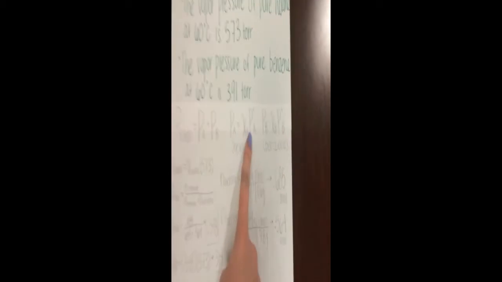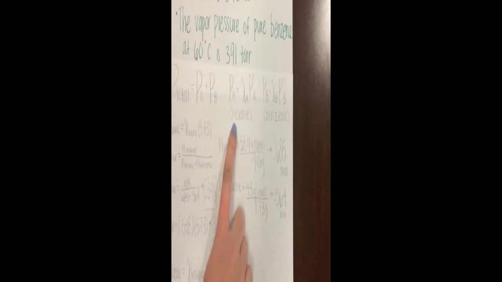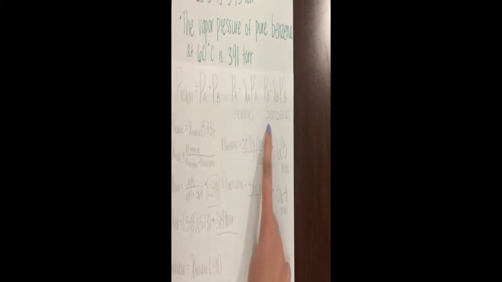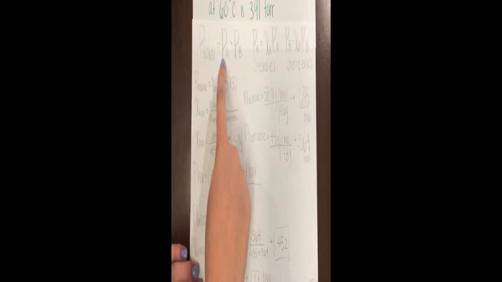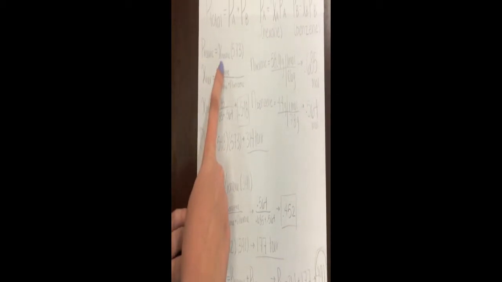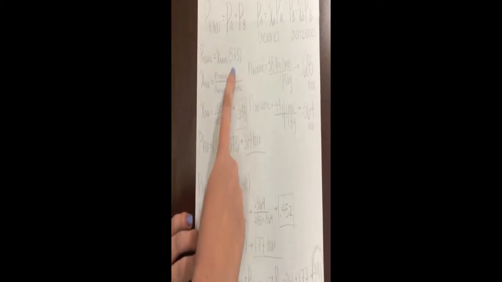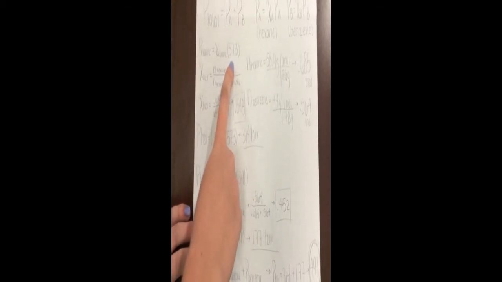Assuming the solution is ideal, we can use a variation of Raoult's law. Raoult's law says that the pressure is equal to the mole fraction times the pressure of the pure solvent. In this case, since there are two solvents, we have to set up a PA for hexane and a PB for benzene. The total vapor pressure will be equal to the partial pressure of hexane plus the partial pressure of benzene. To find the pressure of hexane, we have to use the mole fraction of hexane times the pressure of pure hexane, which is given in the problem as 573 torr.